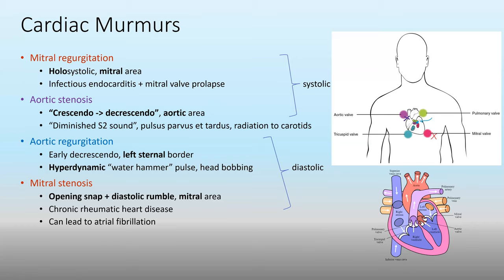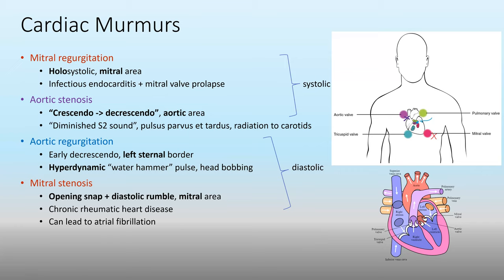So here's some other hints with aortic stenosis. Diminished S2 sound. As this valve becomes more and more stenotic over time, the sound that it makes when it closes, which is the S2 sound, goes away. If this valve gets thick enough where you can't hear it close, you know it's worsening. You also know that that's indicative of aortic stenosis.